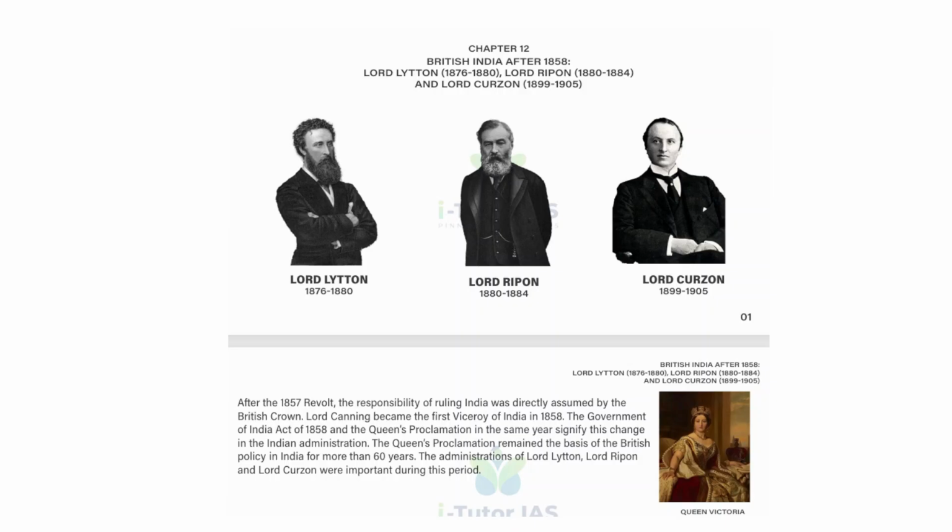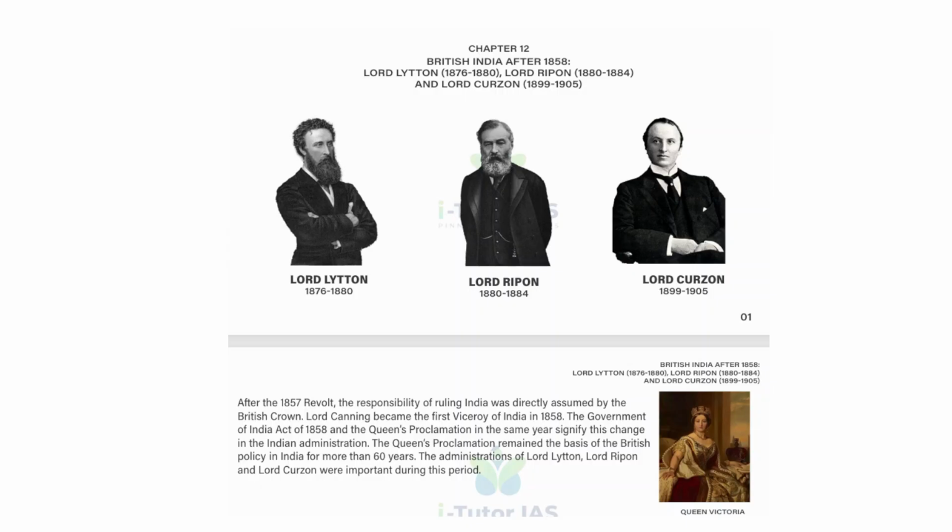Everyone, welcome back to i-TUTOR IAS Academy Tamil Nadu History NCERT series. Today we are discussing Unit 12, that is British India after 1858. Through this chapter we are discussing three personalities, that is Lord Lytton, Lord Ripon and Lord Curzon.